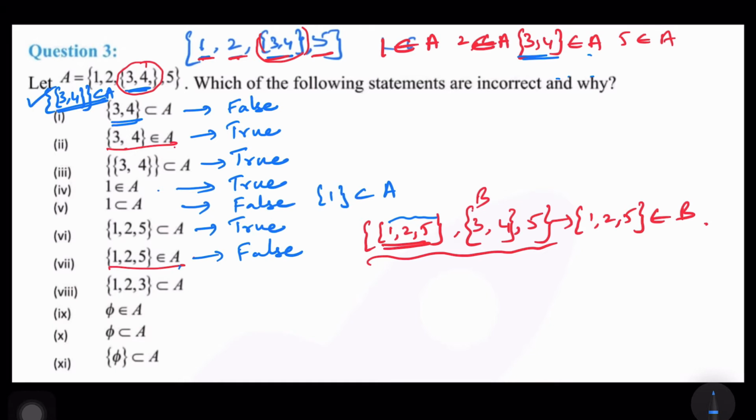Next, {1, 2, 3} is a subset of A. This is also false because 3 is not there separately in A. It is written as {3, 4}, which is an element, so this will not be a subset of A. This is false. Next, {5} belongs to A. Now when we say belongs, it should be an element of A, isn't it? So {5} is not an element of A, therefore this is false. But 5, is it a subset of A? 5 belongs to A.